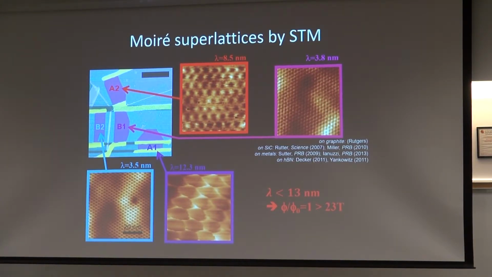The way we were making devices at this time, there were wrinkles, and so between different wrinkles, you'd have different lattice orientations, and you can see that you have Moiré wavelengths on the order of 8 nanometers, 4 nanometers, 3 nanometers, 12 nanometers, depending on exactly what the rotational angle between graphene and boron nitride is.